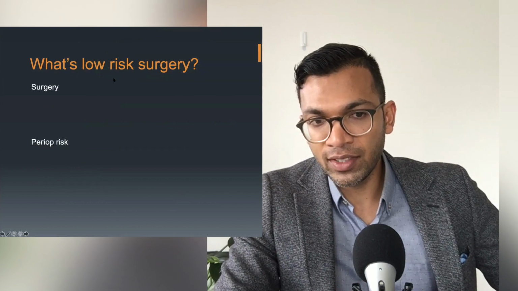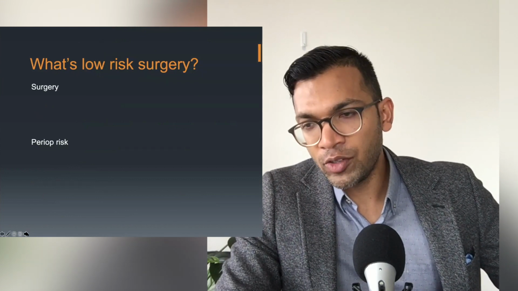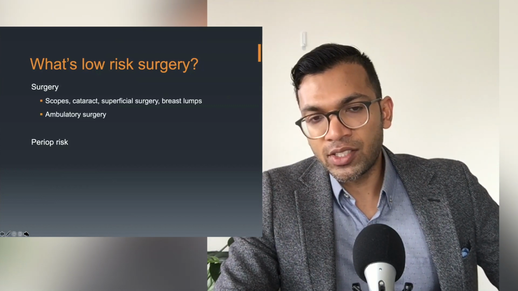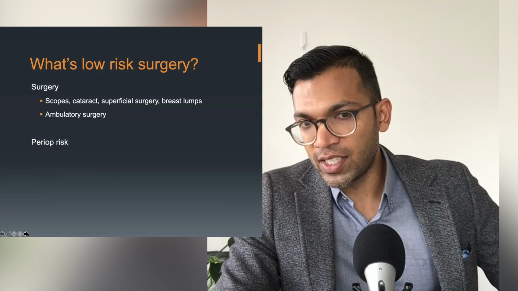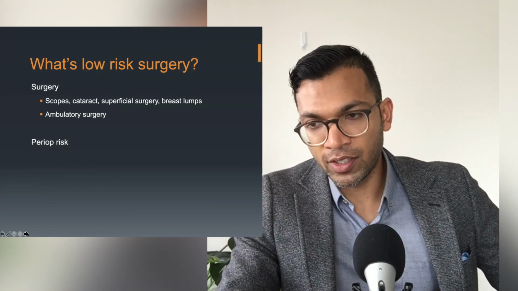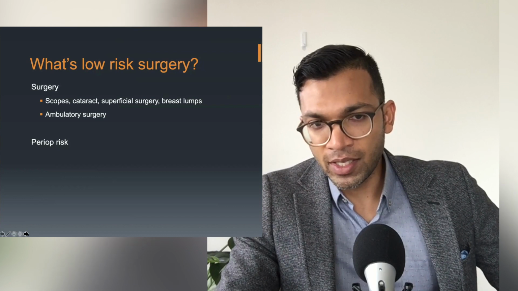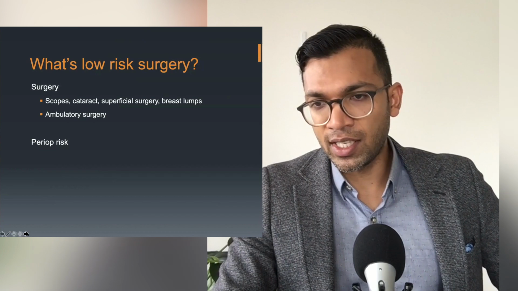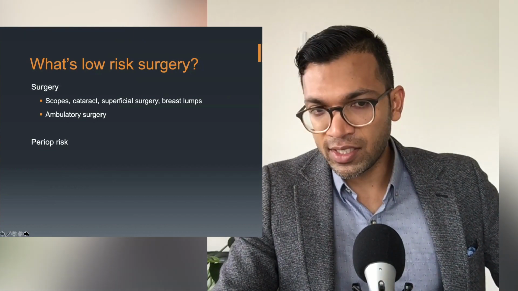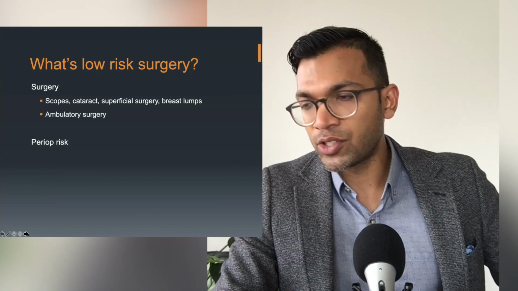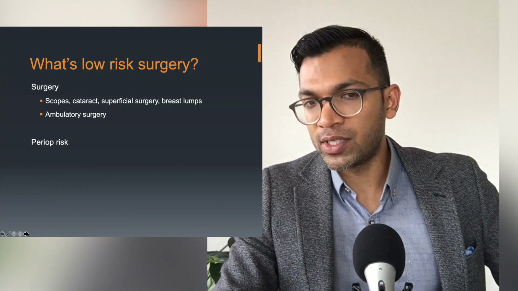So what's the risk level? Is it low? Generally speaking, there are 2 ways that I decide on risk. If the surgery is so minimally invasive, like scopes, endoscopy, gastroscopies, colonoscopies, cystoscopies, if it's cataract operations, really superficial surgery, breast lumps, skin lesion excisions that just need a bit of local anesthetic, any kind of ambulatory surgery, that's almost always going to be low risk surgery.